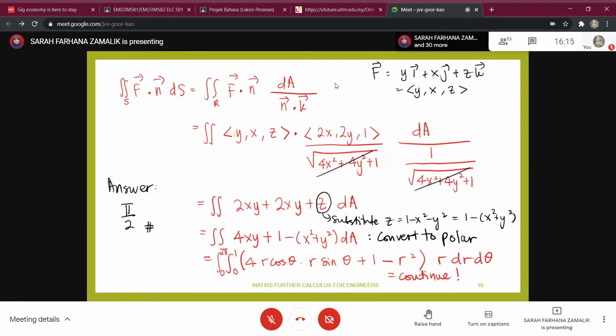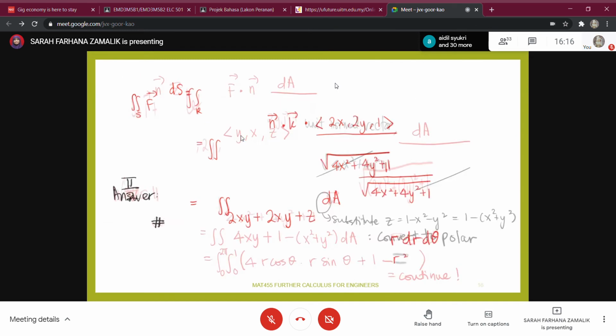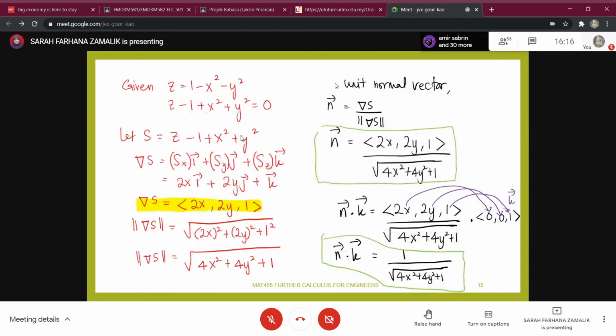Saya nak tanya, kenapa yang kalau dekat slide sebelah tu, slide before this, kenapa dia tulis 2x, 2y, 1 instead of plus? Yang darab dengan okay. Yang ni? Kenapa dia comma instead of plus? Sebab vektor.